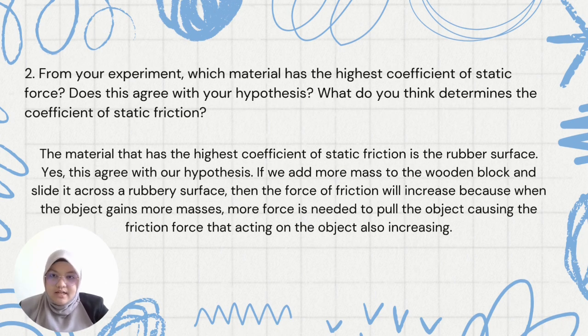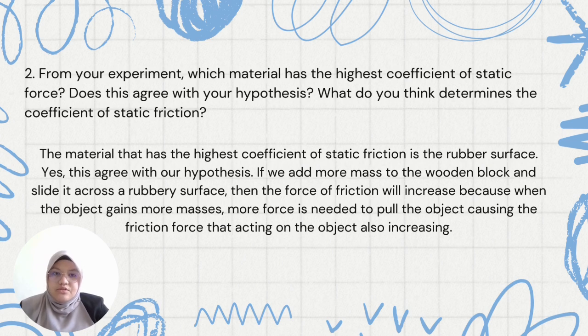So next, question number two. From your experiment, which material has the highest coefficient of static friction? Does this agree with your hypothesis? What do you think determines the coefficient of static friction? Okay, so the answer is the material that has the highest coefficient of static friction is the rubber surface. Yes, this agrees with our hypothesis.